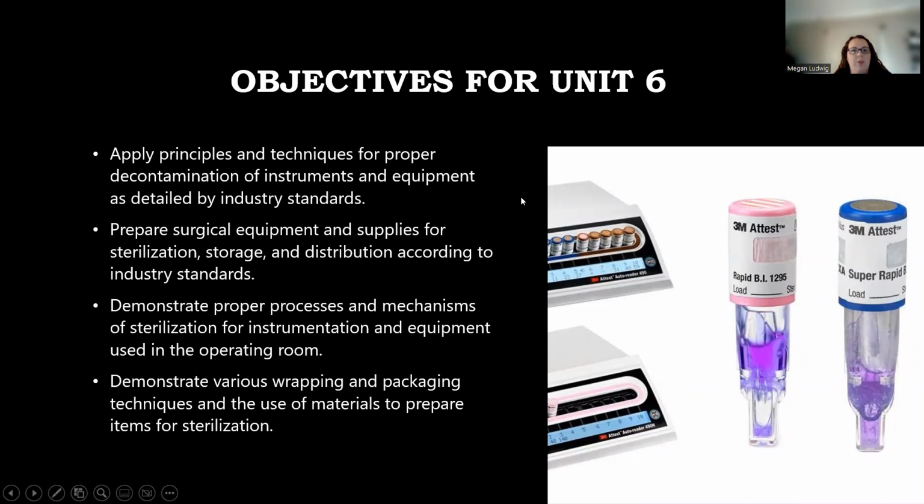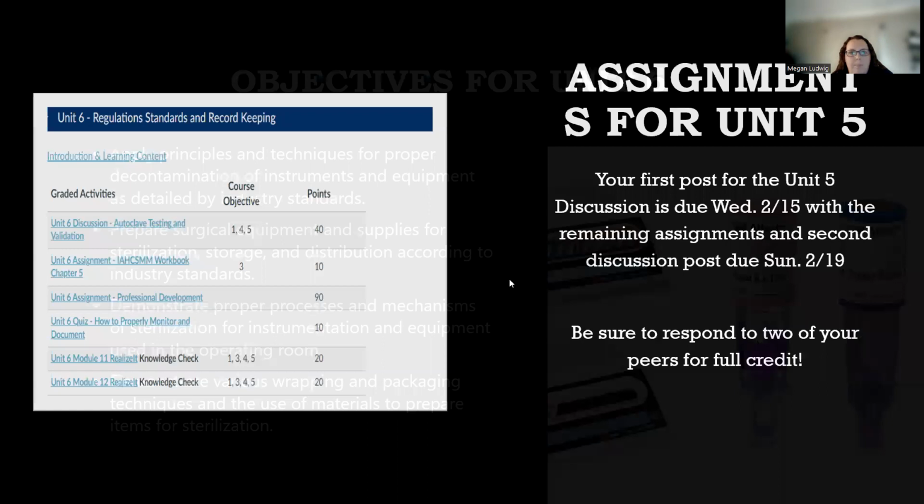We're going to apply principles and techniques for proper decontamination, detailed by industry standards. We're preparing surgical equipment and supplies for sterilization and storage. Again, industry standards. That's going to be a big key here. We're going to demonstrate proper processes and mechanisms of sterilization for instrumentation and equipment in the operating room, and then demonstrate various wrapping and packaging techniques. Some of these we've talked about in previous chapters. We're going to tie it all together this time.